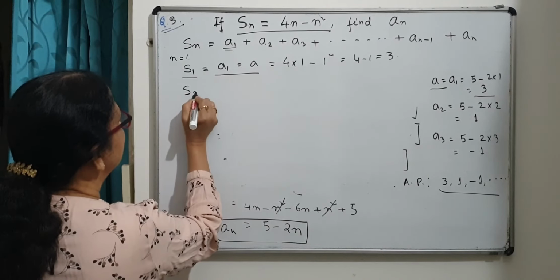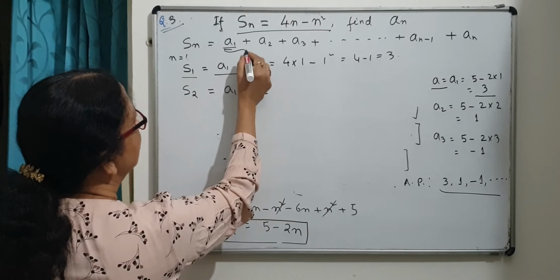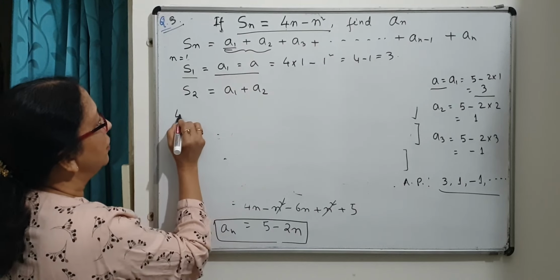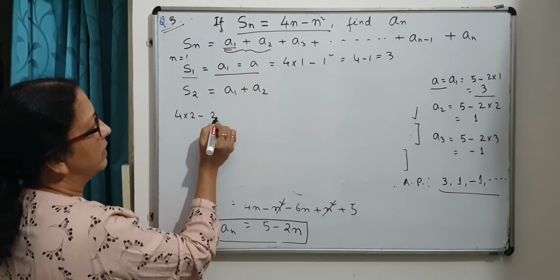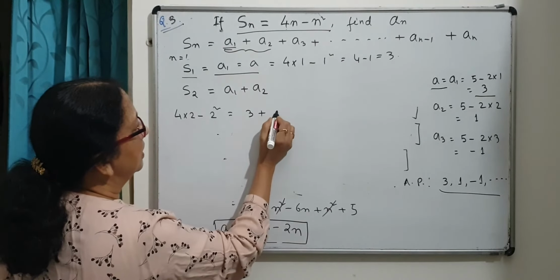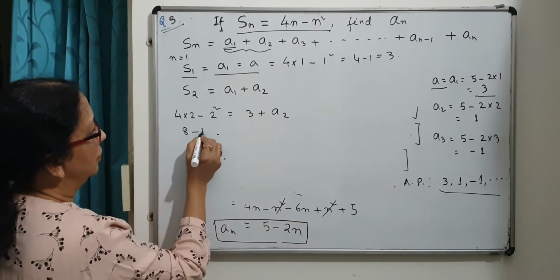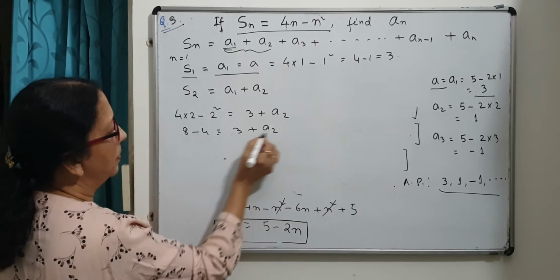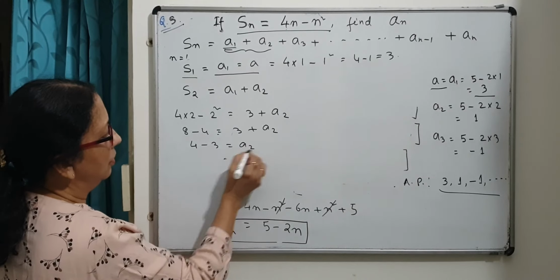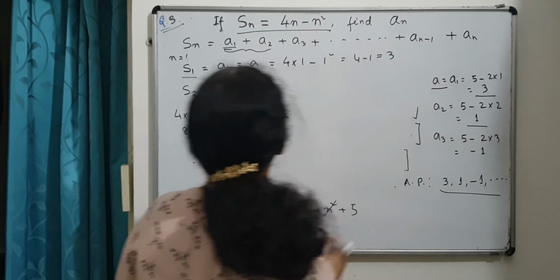Then I can find S2. What is S2? S2 is your A1 plus A2, the sum of the first two terms. This much is your S2. And what is S2? 4n minus n square, that is 4 into 2 minus 2 square, equals A1, which I got to be 3, plus A2. So it is 8 minus 4, equals 3 plus A2, or it is 4 minus 3, that is A2. Therefore A2 is equal to 1. So here A2 was 1.